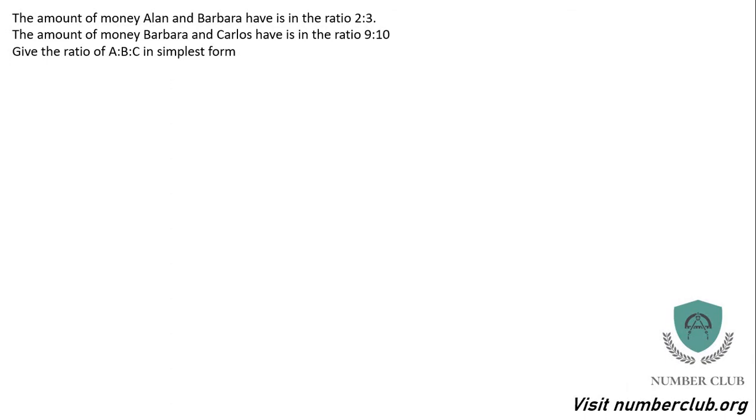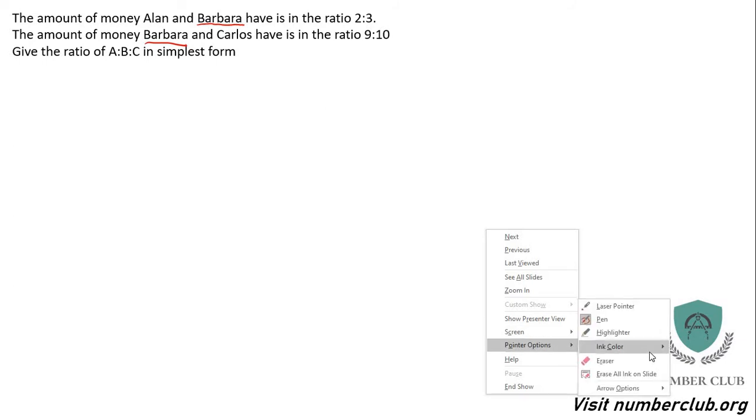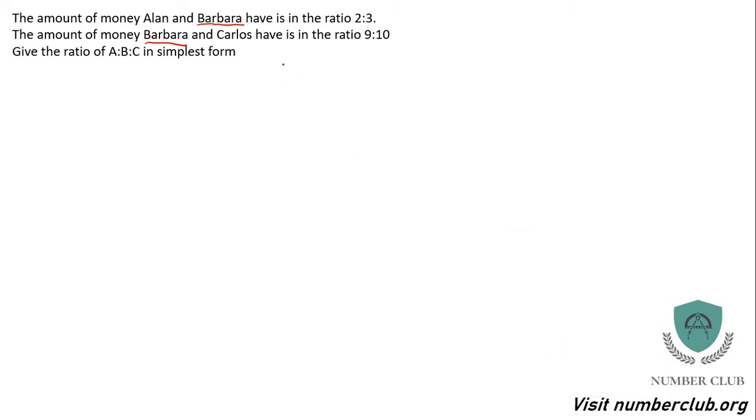In the first question, the amount of money that Alan and Barbara have is in the ratio 2 to 3 and the amount of money that Barbara and Carlos have is in the ratio 9 to 10. Give the ratio of A to B to C. This question's really easy because you've got two separate ratios, but they're linked together by this magic person, Barbara. Barbara is linking Alan's money and Carlos's money. The way to deal with a question like this is really simple.